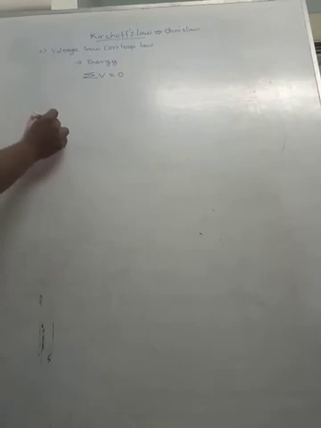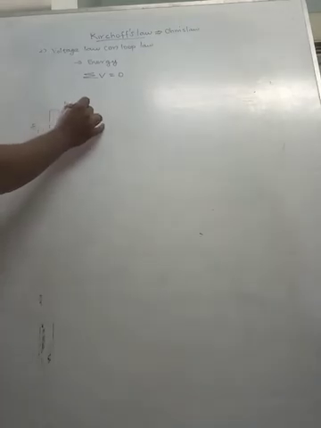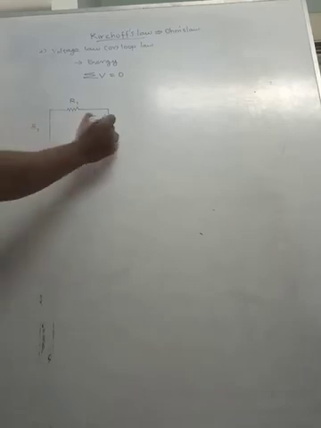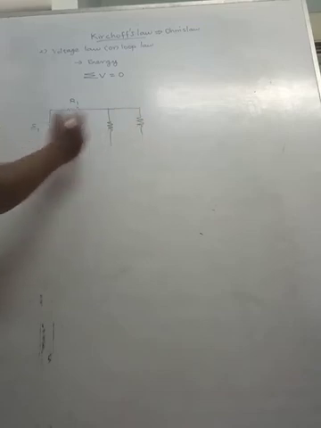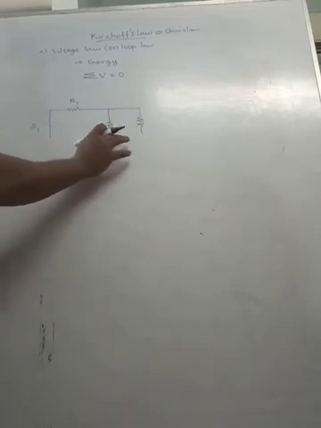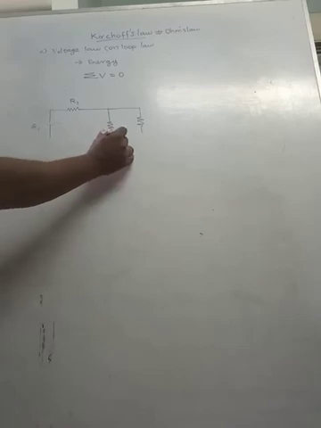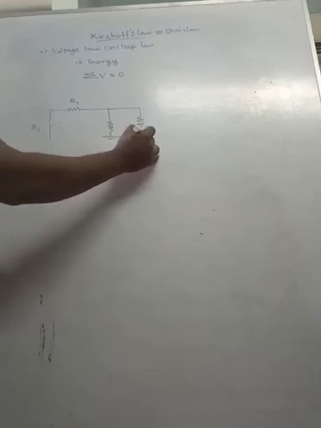Now, let us move on to the second law. The law states that, first let me explain this with a circuit. This is a battery having EMF E1, and there is a resistance, which we take as R1. Here we have two branches, so here one resistance and here another resistance. It is connected with the battery, and here it is connected with another battery.